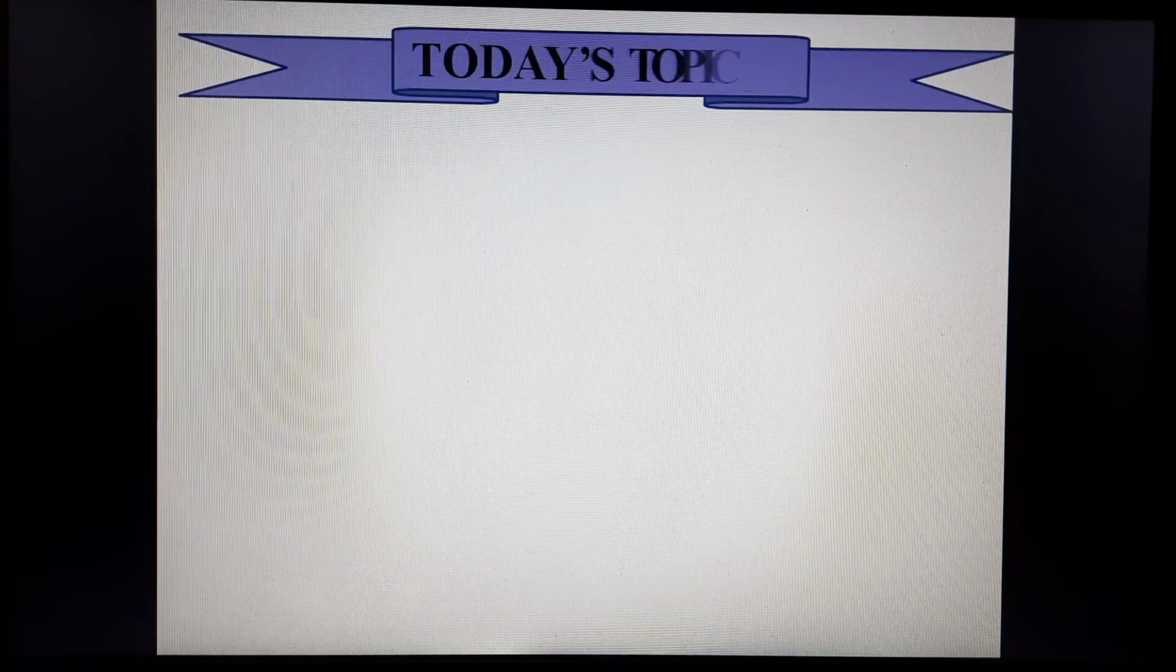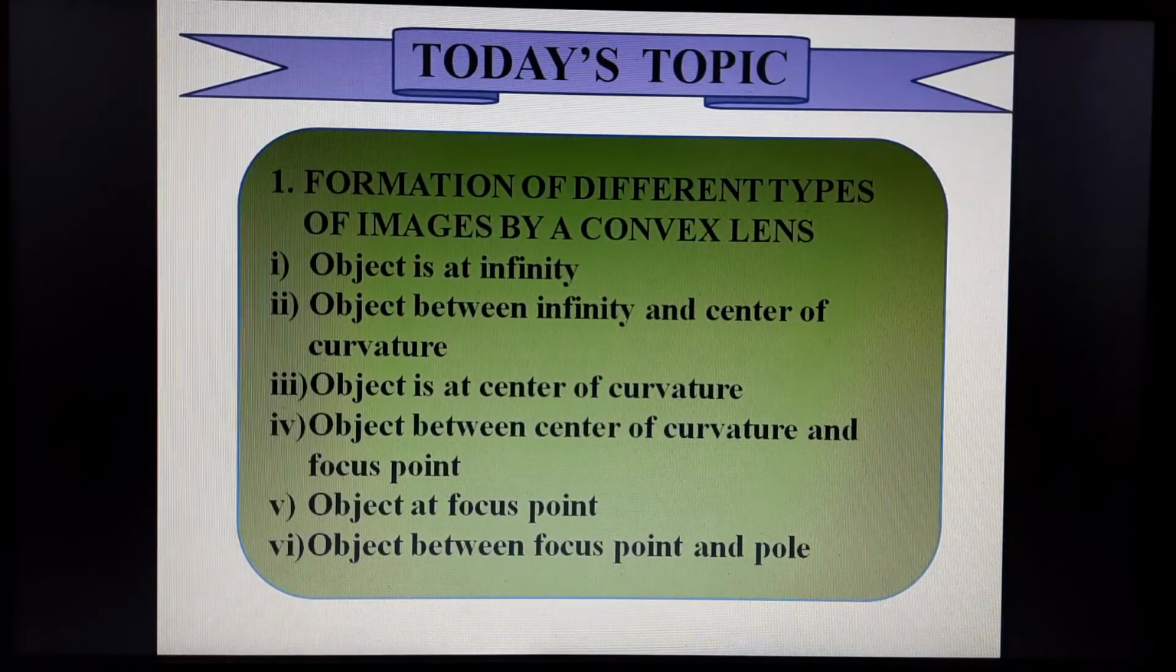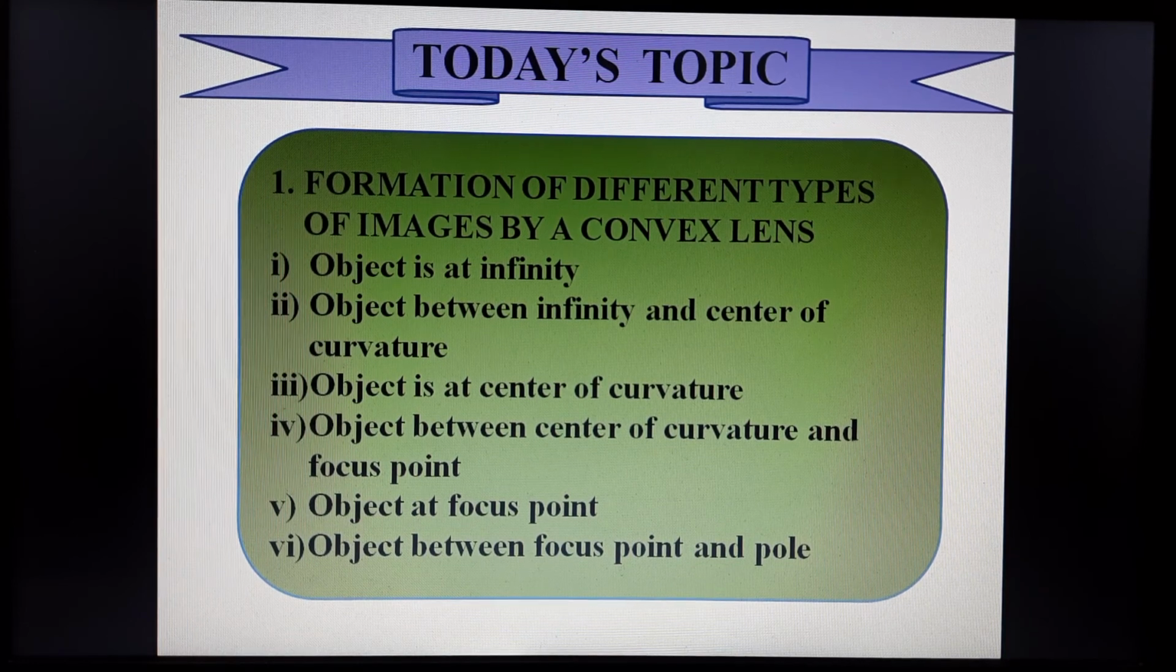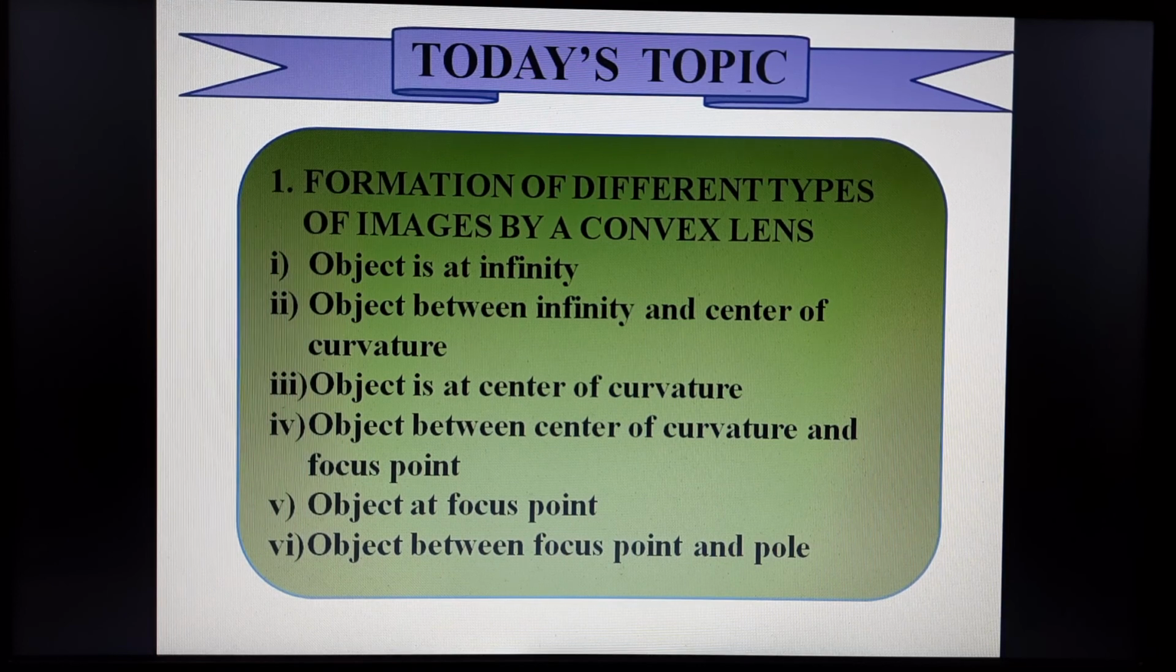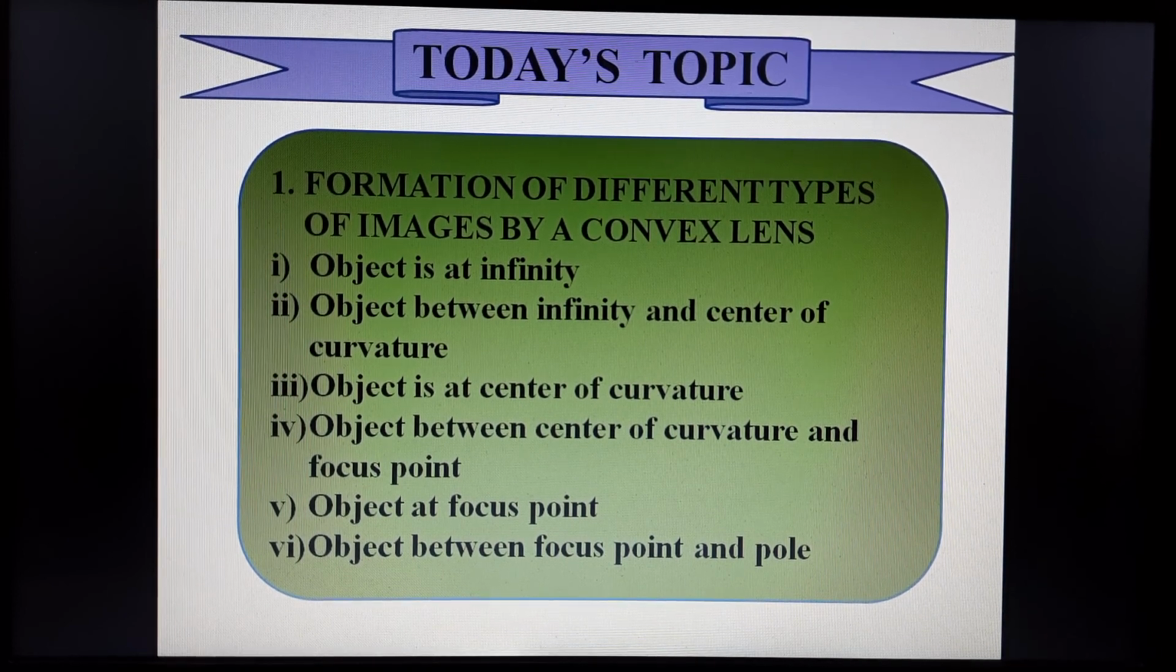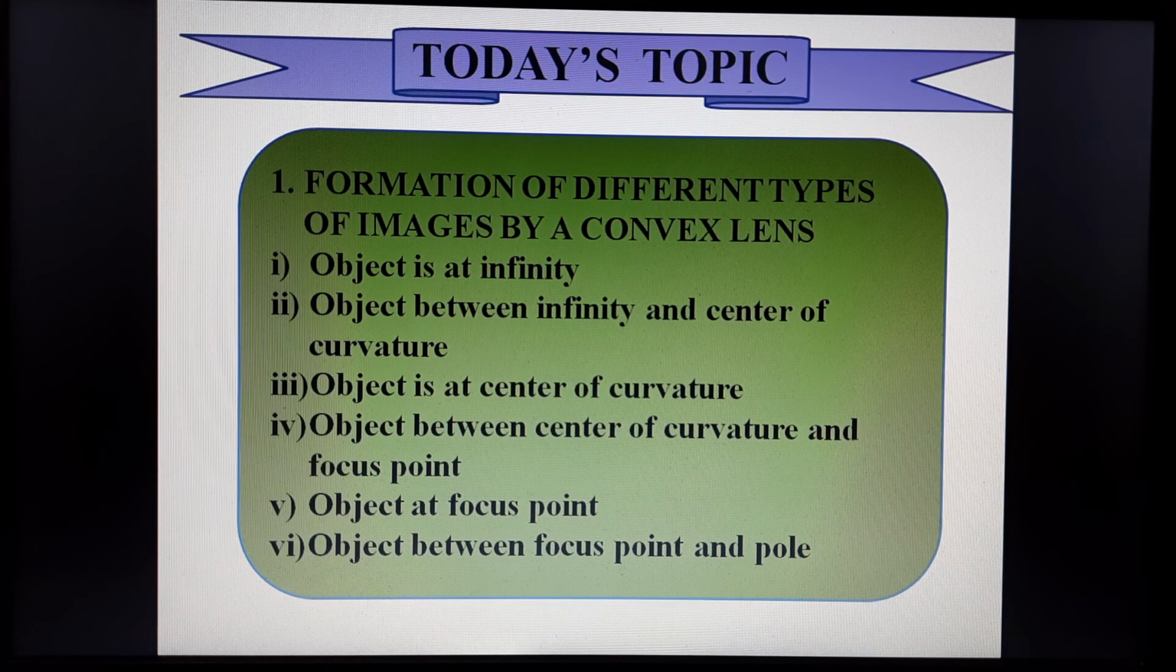Today we will discuss an important topic: the formation of different types of image by a convex lens. We know that for different positions of the object we get different types of image. We will discuss this for these 6 positions of the object.